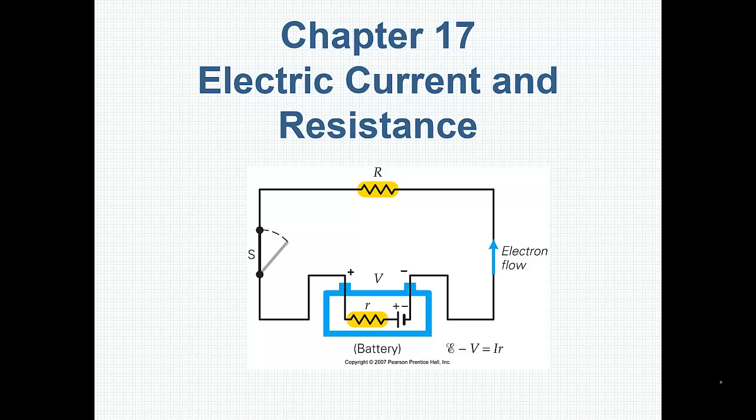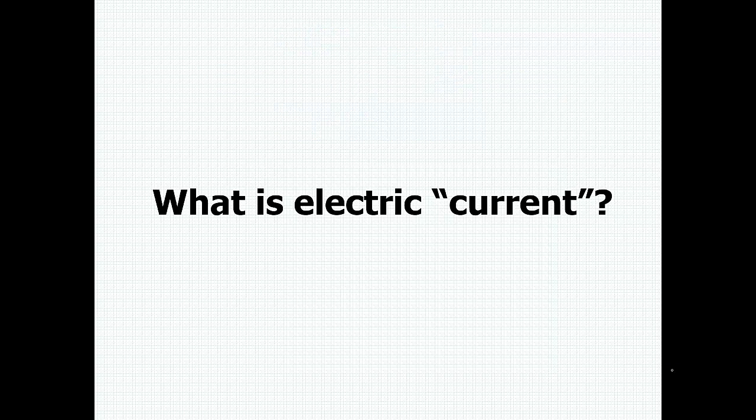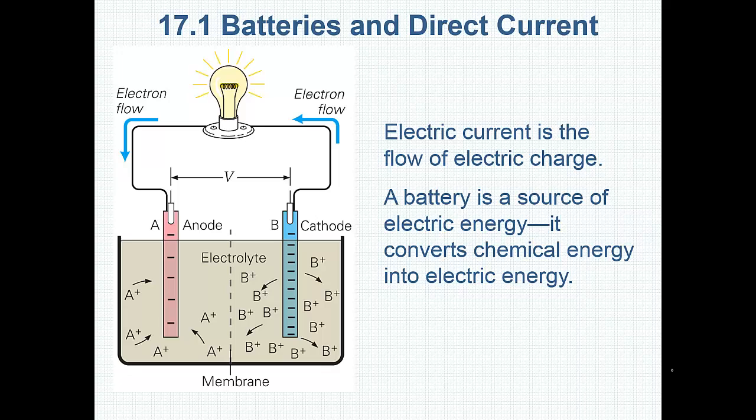Chapter 17 covers the concepts of electric current and resistance, which are two new components and new ways of talking about items in our electric circuits. To begin, we ask the question, what is electric current? And the answer, relatively simple. Electric current is just the flow of electric charge through a circuit.